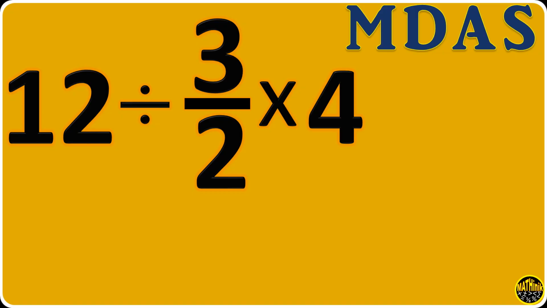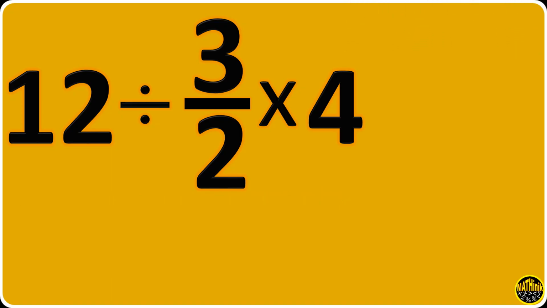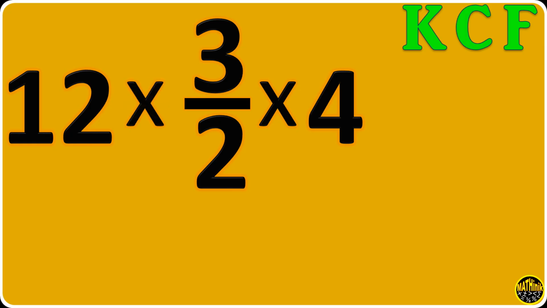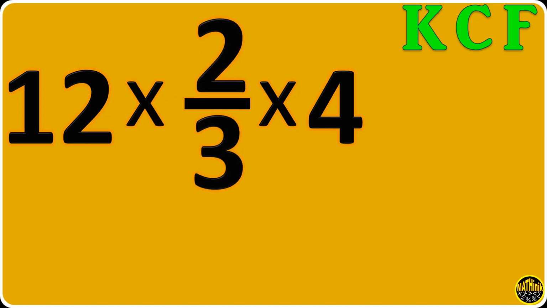With that note, we will start from the left going to the right. And so we do first the division, which is 12 divided by 3 halves. We will have division of fraction because our divisor is a fraction, right? So let's recall the rule of division of fraction, which is KCF. Keep the dividend, change the operation to multiplication, flip the divisor. So it will become 2/3.